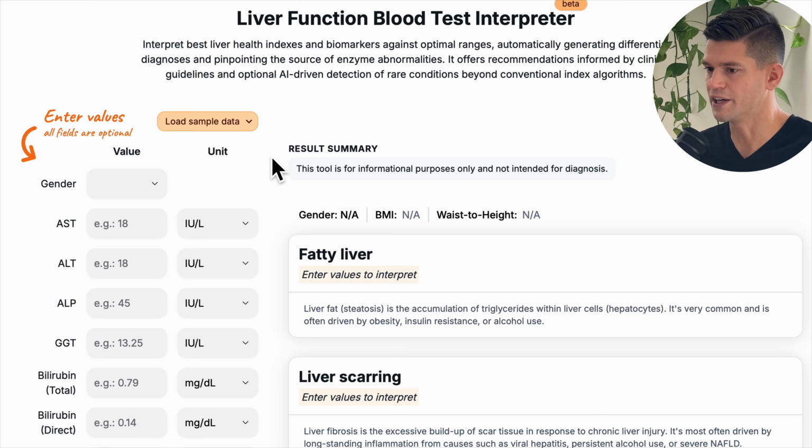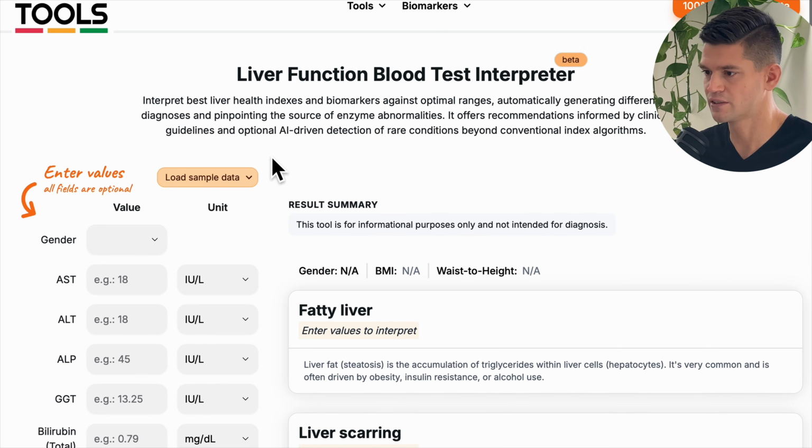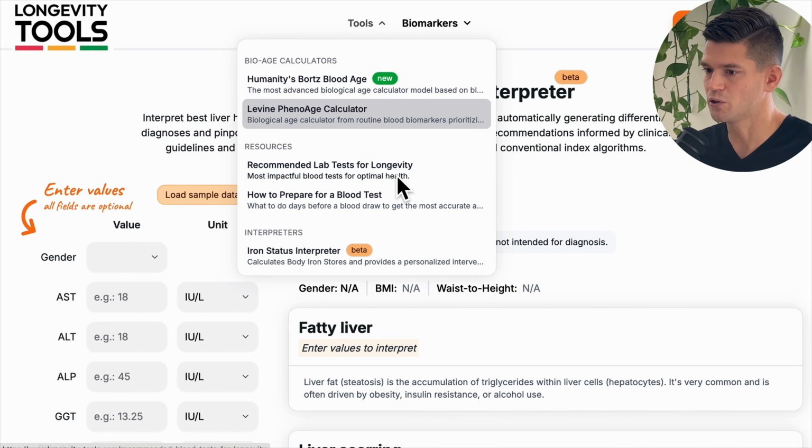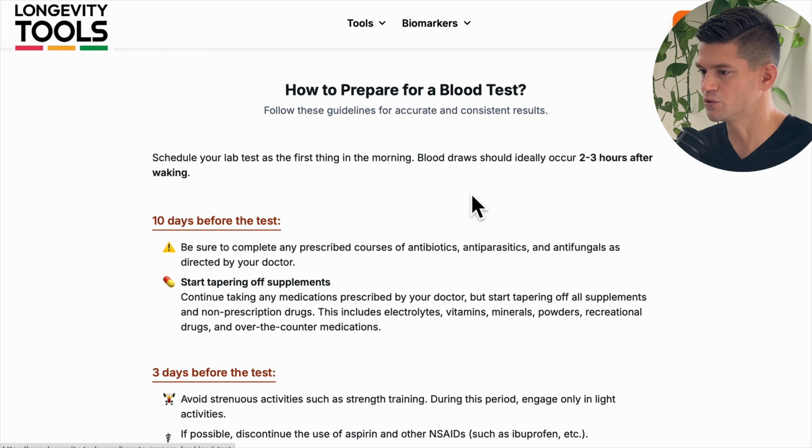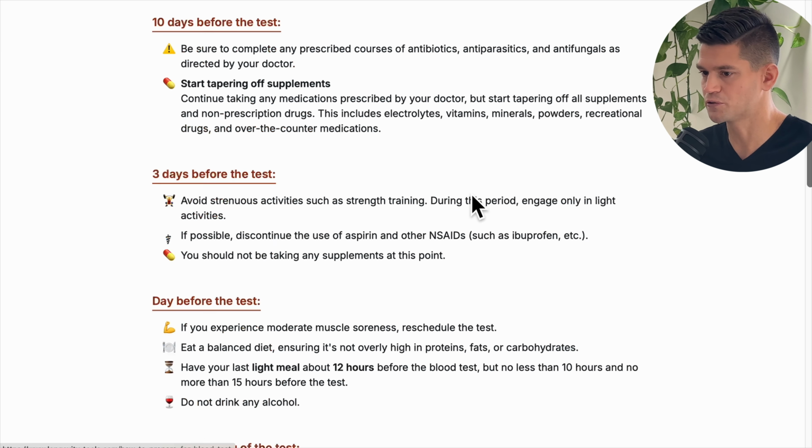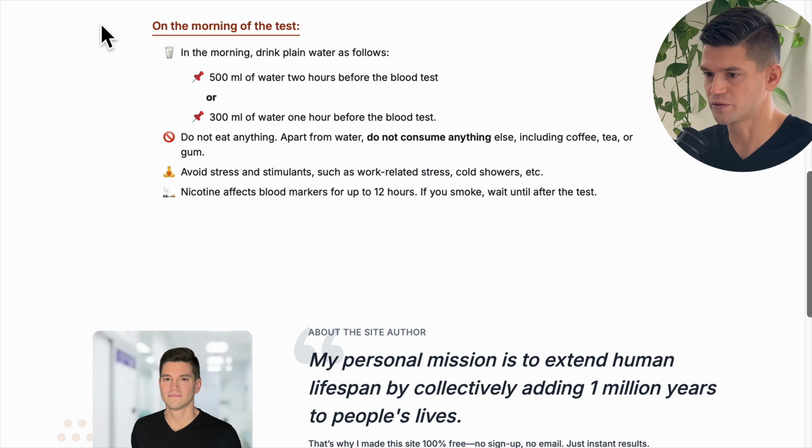Liver markers are sensitive to exercise, so it's a good practice to ask the patient to avoid intense workouts for about 5 days before the blood test. For best results, they can follow the instructions on my page, what to do and what to avoid before the blood draw. The link is in the description.